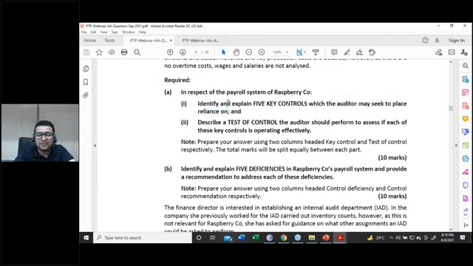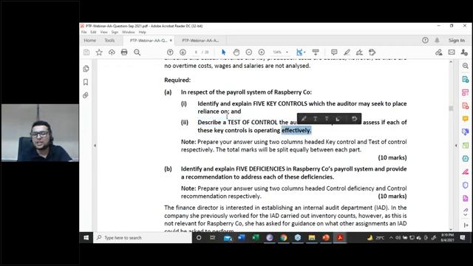Now, once you have identified and explained those 5 key controls, as an auditor, you still have to test those particular controls. So describe a test of control. For a test of control you only have to write 1. If you have time at the end of the exam, you may wish to write 1 or 2 more, but for one particular key control, you need to have 1 test of control. Describe a test of control the auditor should perform in order to verify whether those key controls are operating effectively.